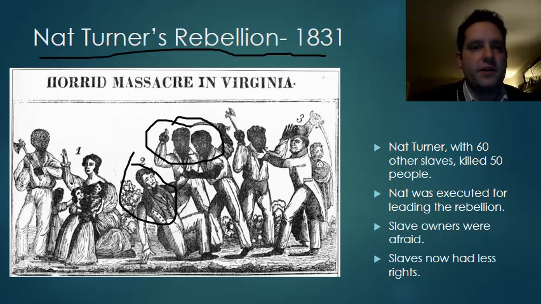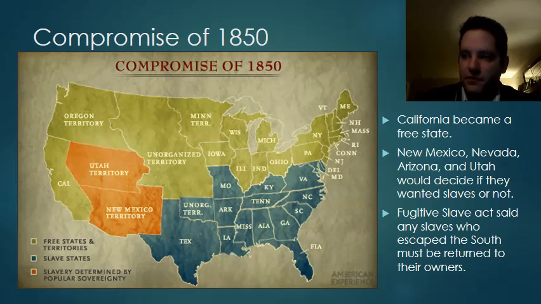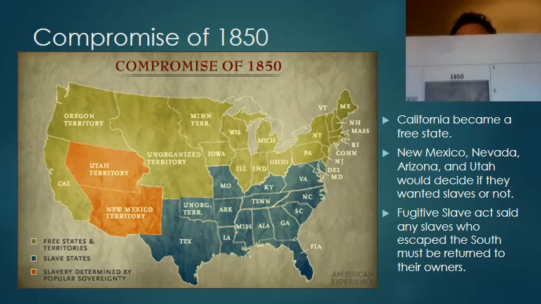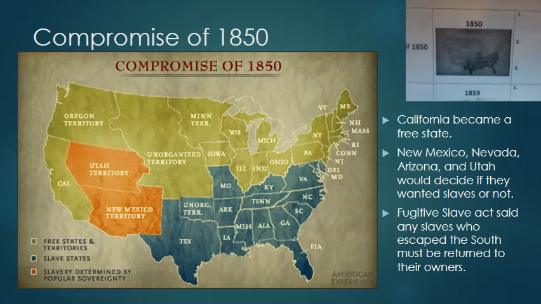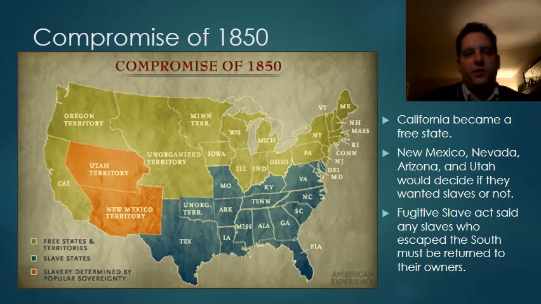Okay, go ahead and go to the next slide. Okay, you guys, so we're going to skip around a little bit here. Not too much, though. But I want you to now go to, we went from Nat Turner's Rebellion. Now I want you to go to the second page and the Compromise of 1850. Okay? Second page, Compromise of 1850.